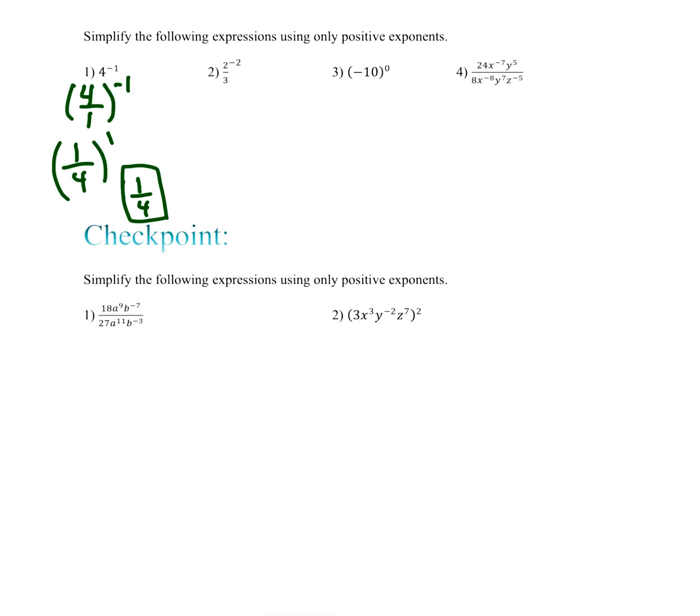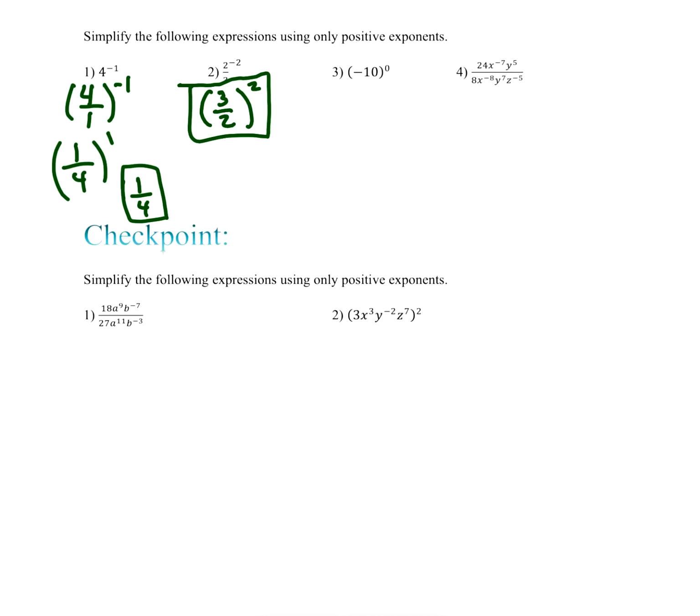Looking at number 2, I have 2 over 3 to the negative 2nd. So we want to write that with a positive exponent, but we have a negative one. What am I going to do to make this a positive exponent? We have to flip the base. The base is 2 over 3, so we have to flip that. It becomes 3 over 2, and now we can raise it to the positive 2nd. The directions say simplify the expression using only positive exponents, so that would be the correct answer right there. You can circle that.